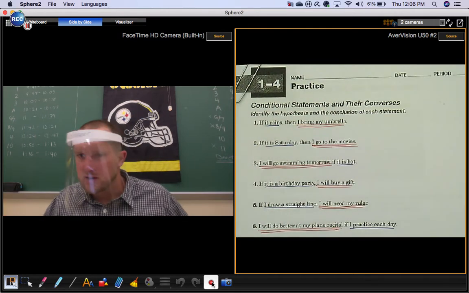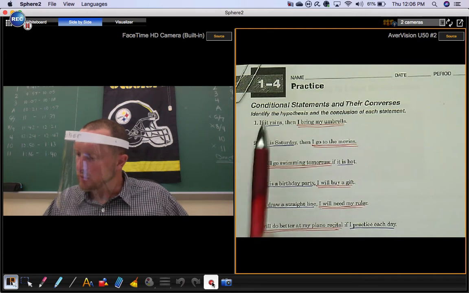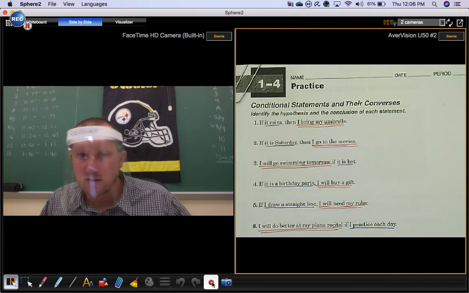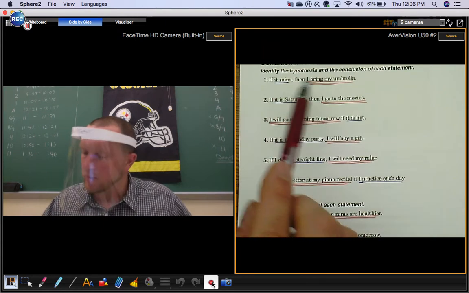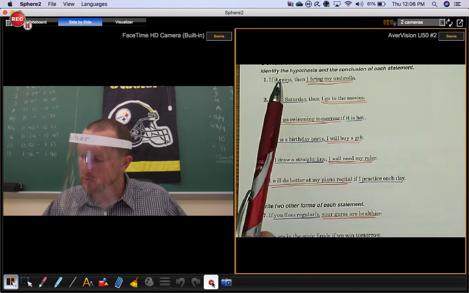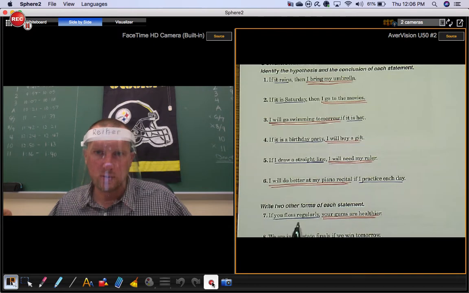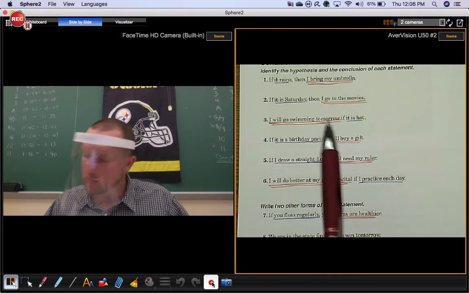This is the practice page for section 1.4. The first part, they ask you to identify the hypothesis and the conclusion of each statement. So remember, we identified just by underlining. We'll underline the hypothesis once, underline the conclusion twice. That saves you from writing.